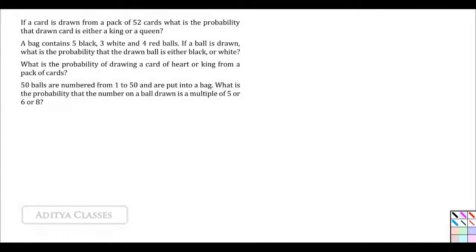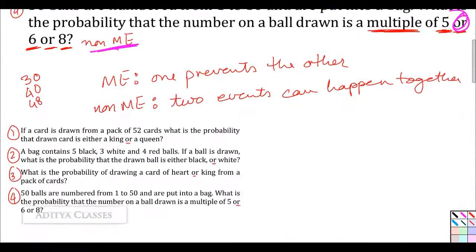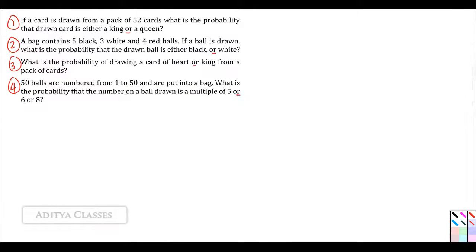So here are our questions. We have our first question, second, third and fourth. Remember, first and second were OR type with mutually exclusive. Third and fourth were OR types with non-mutually exclusive. Now let us see what happens when we talk of this mutually exclusive, non-mutually exclusive.